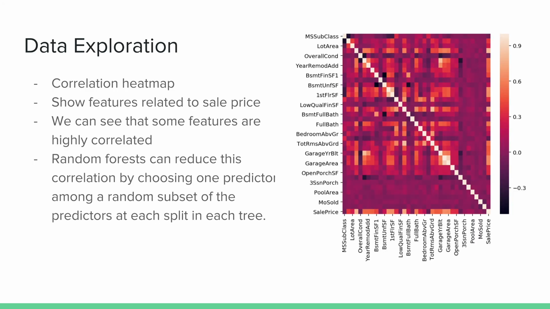Here's a heat map, and it presents features related to sale price. We can see that some features are highly correlated, but random forest can still be used for this dataset and become a very proper model for house price prediction.